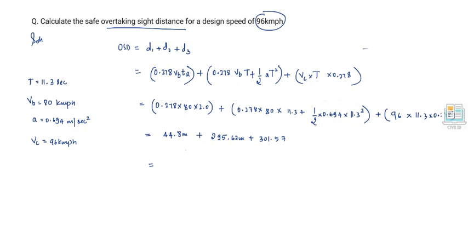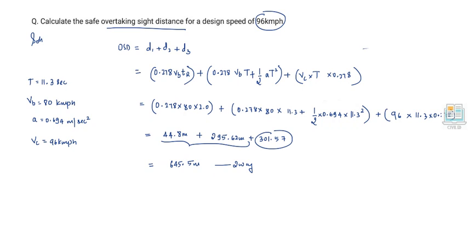So summing up all these, we will get the value of 645.5 meters for two-way traffic. Suppose if you have to consider it for one-way traffic, then you have to ignore this 301.57 and keep the sum of these two. Okay, however they have not specified whether it is two-way or one-way, so let us assume it to be a two-way flow of traffic.